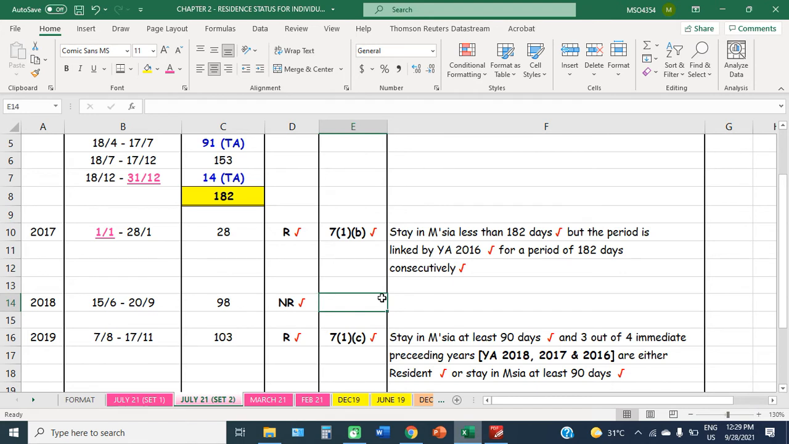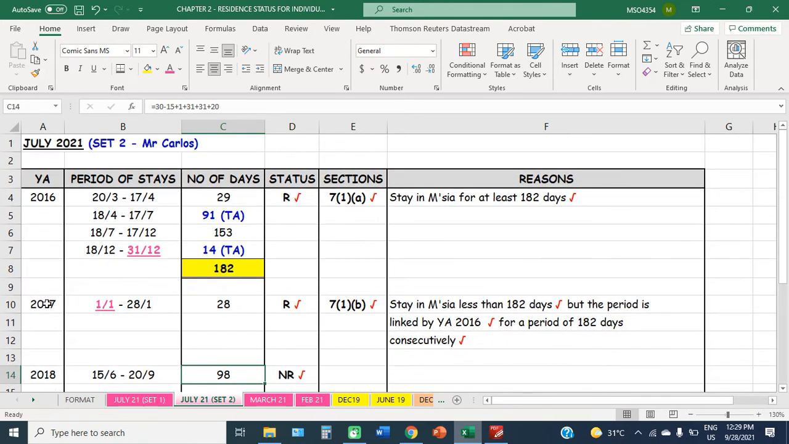We cannot use A, isn't it? How about link B? Link 1, condition number 1: do we have at least one day in January? No. Link 2, condition number 1: do we have at least one day in December? No. Try C. First condition, stay in Malaysia at least 90 days? Yes. But we need 3 out of 4, isn't it? 3 out of 4. Starting from 2017 resident, yes, we got 1.